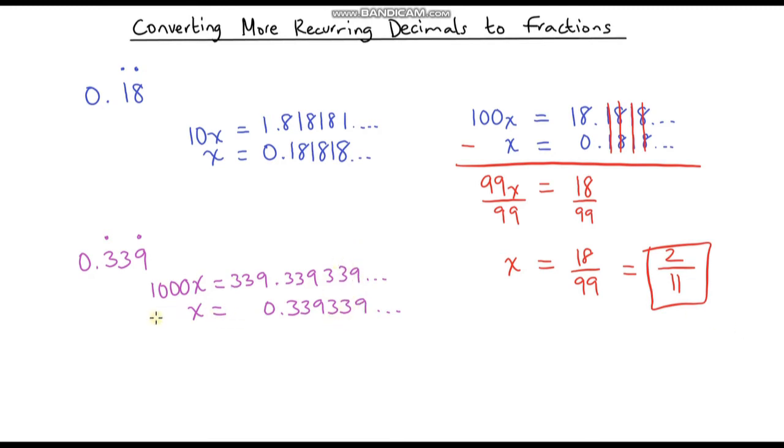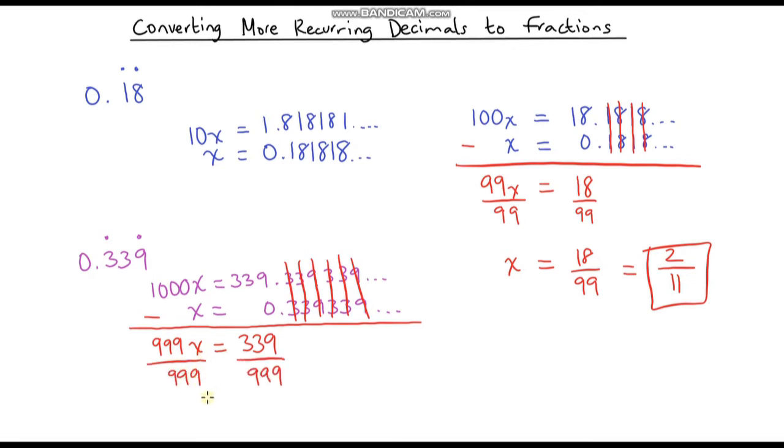So now we're going to subtract. 1000x subtract x, we're just left with 999x. And now if we subtract these numbers, the 9s cancel, the 3s cancel, the 3s cancel, these 9s cancel, these 3s cancel, these 3s cancel, and now we're left with 339 subtract 0, which is just 339. And now we can get x on its own. If we divide both sides by 999, we are left with x equals 339 over 999.